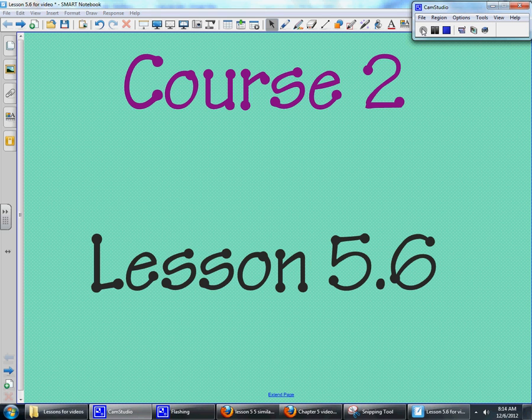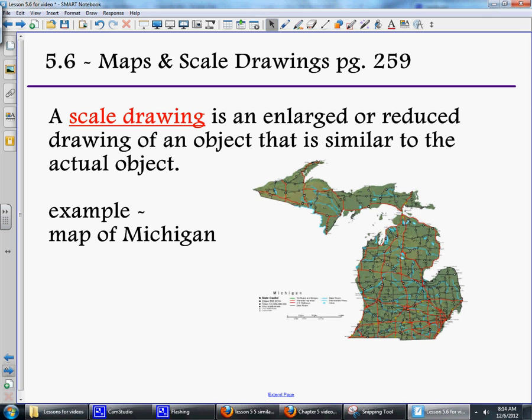This is lesson 5.6 for course 2. Make sure you have your notebook and something to write with so you can take notes. Today's lesson on 5.6 covers maps and scale drawings.